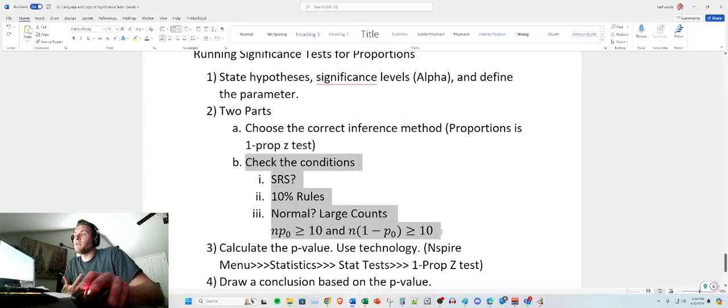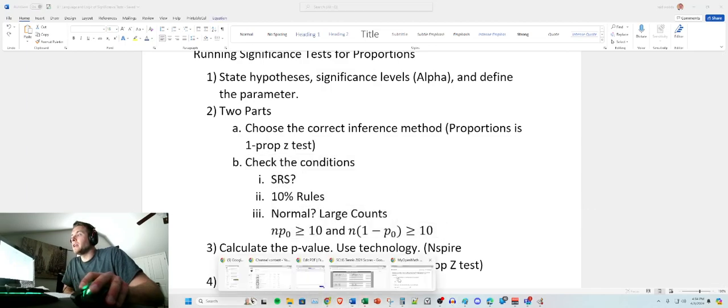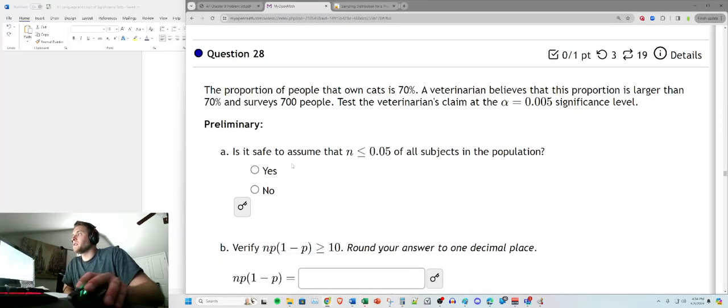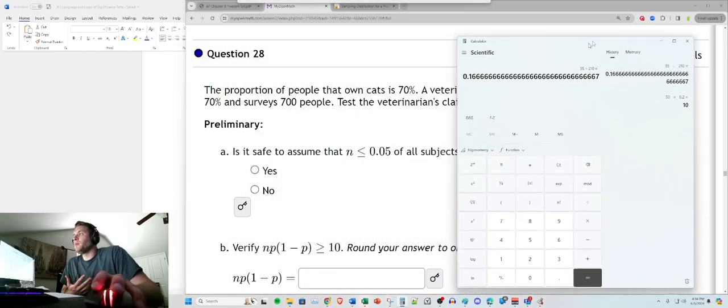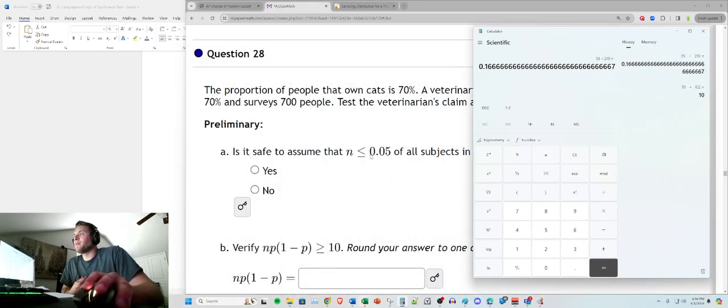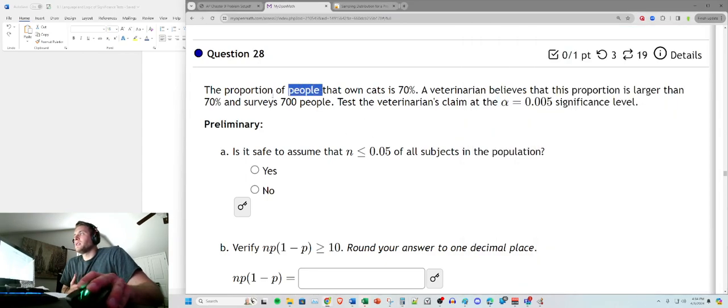By the way, if these fail, we're technically not allowed to do this. Let's go ahead and look at these. Is it safe to assume that the sample is less than 5% of all subjects in the population? We have the 10% rule, but this is using something called the 5% rule. Yeah, this is just people, so we assume that this is less than 5% of all people.